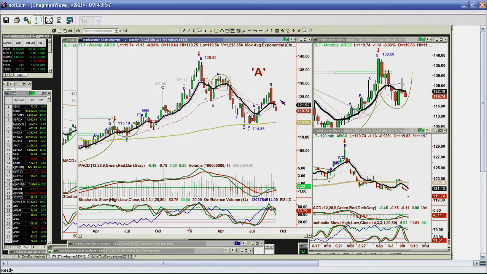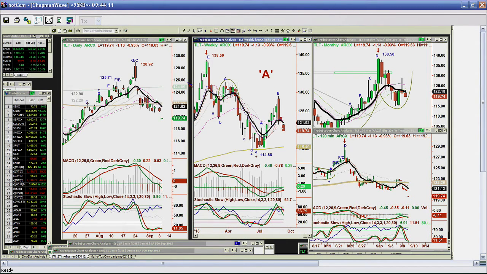The weekly chart says 115 is really important, 200 period exponential moving average support. The MACD and stochastic are not great, but they're actually not very bad right now. So it's this uppercase A that we're looking at in the daily chart that's going to be so important.